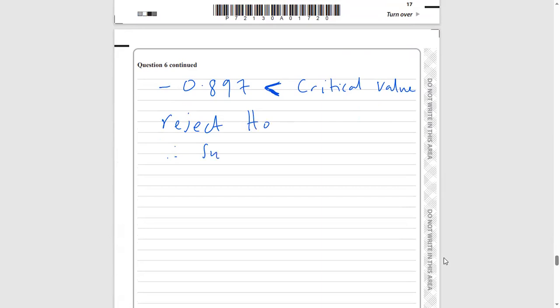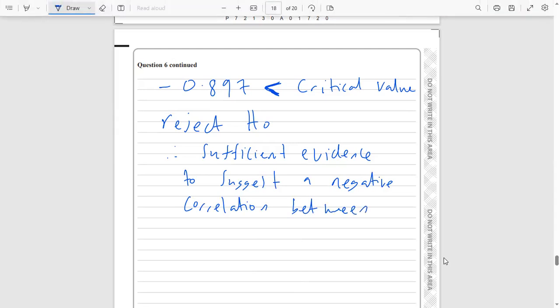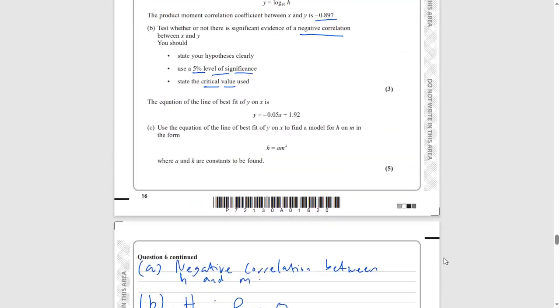So therefore, there is sufficient evidence to suggest a negative correlation between the variables. Let me write my W a little bit neater, because it's not a very good W. So there's a negative correlation between X and Y, these brand new variables that we've introduced here. Okay, so that'd be part B done. So you've done part B of the question. Great. So then part C.